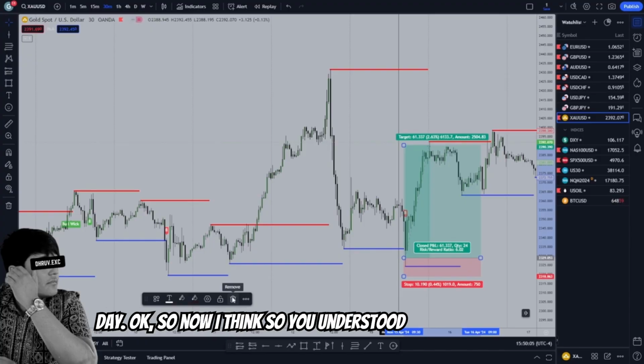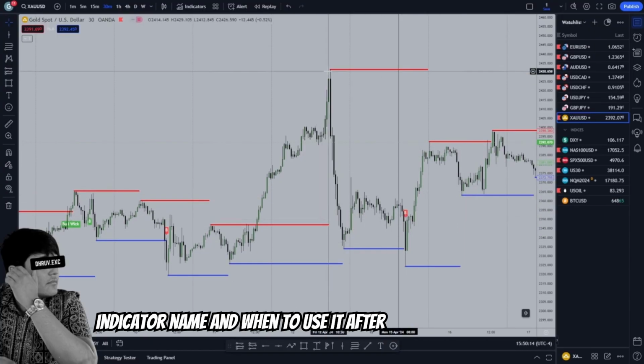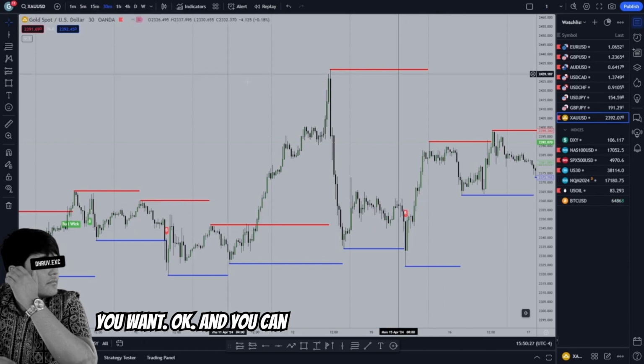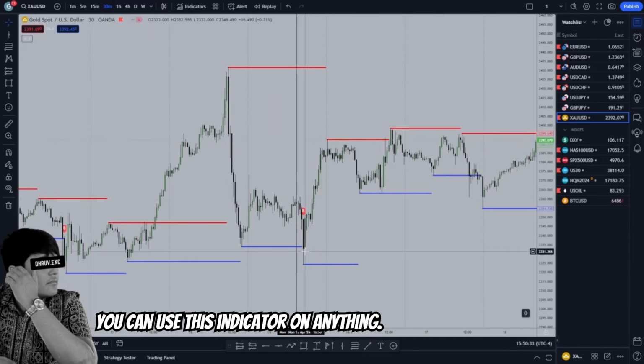So now I think you understood what the strategy is, when to use it, what the indicator name is, and when to use it, during the kill zones. And on what time frame to use it: you can use it on any time frame you want. You can do this strategy, or use this indicator, on anything.